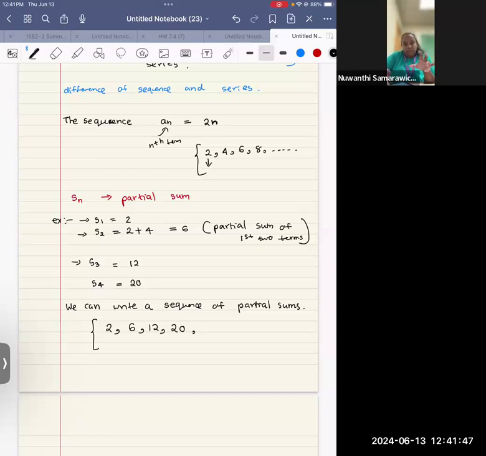Now let's see what is convergent and divergent. If this sequence, that is the sequence of partial sums, goes to infinity, then we say the series is divergent.